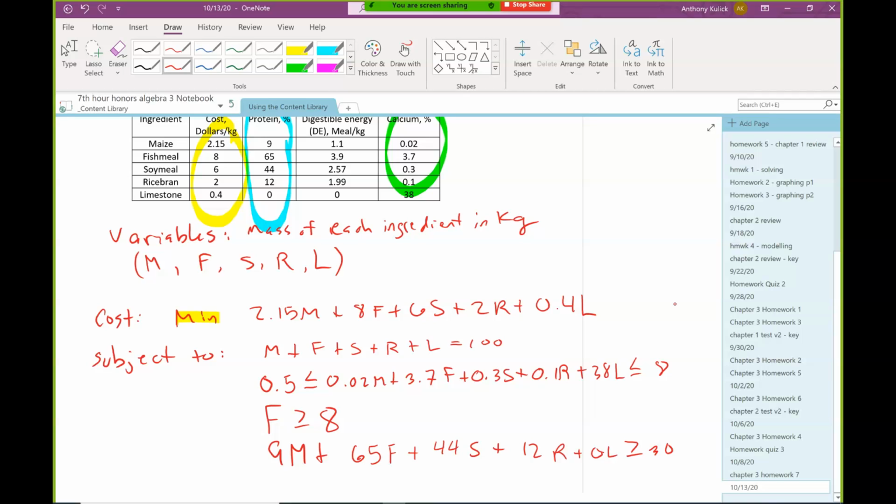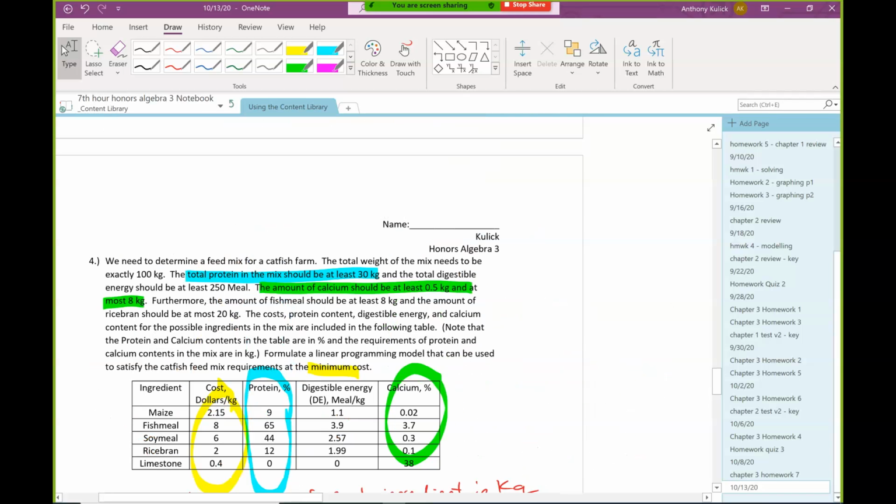Next up, let's look at what we've done so far. Right? We took care of the total weight. That's been done. The total protein, the calcium. We did the fish. We have 2 more to do, right? So we still need to do the digestible energy and the rice bran.